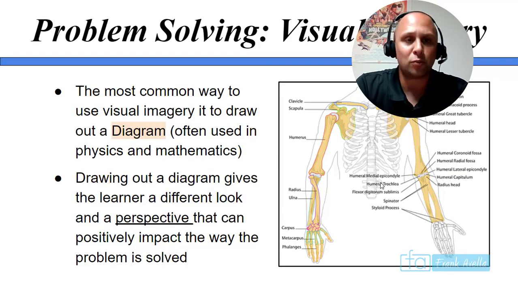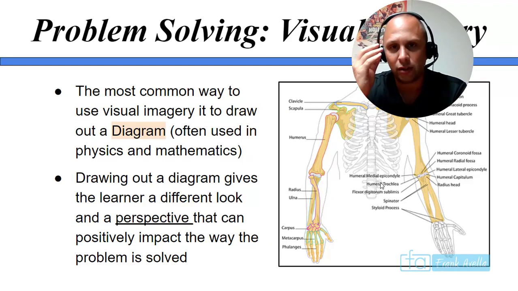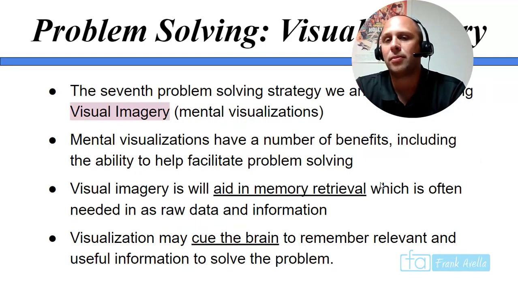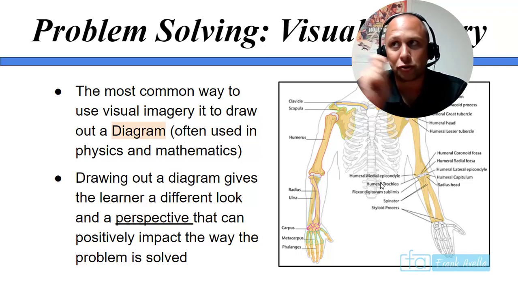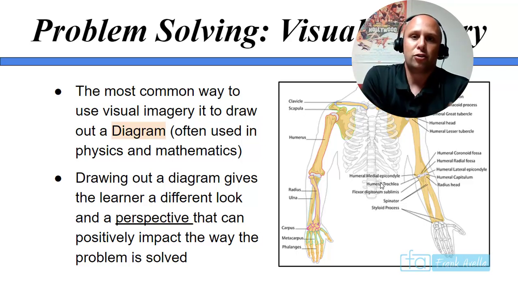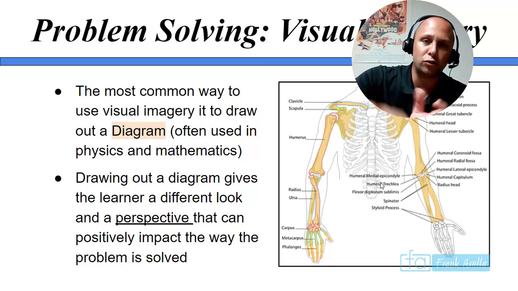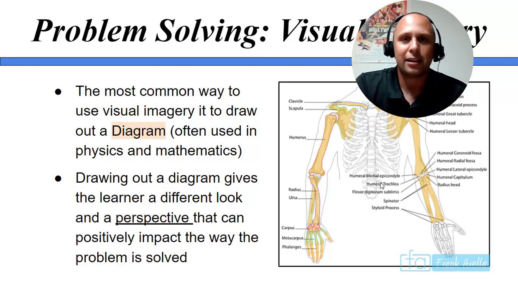One of the most common ways to use visual imagery is to draw out a diagram. Maybe you're trying to think of the parts of the body, and I say name 15 bones in the body, and you can't really think of them. But then once you start drawing the body out, you go, okay, humerus, radius, ulna, because you're drawing the body out. Now you're able to visualize that, and you can think of a way. This is another excellent way to solve a problem.